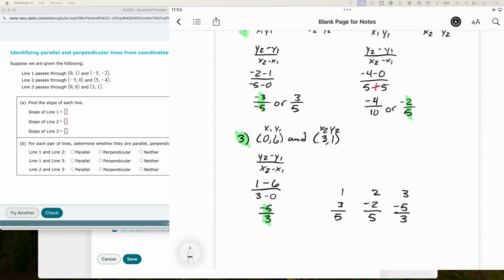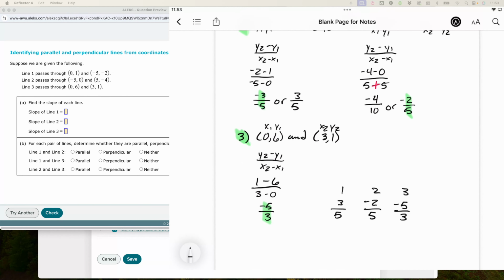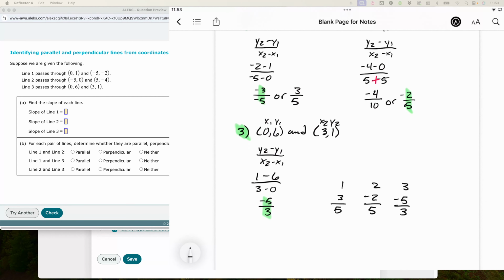What we've got to do is look at those three slopes and see if any of them are exactly the same. And the answer is no. So none of these are parallel. And so what we also need to look at is, are there any opposite reciprocals? Opposite means if it's positive, you switch it to negative, or vice versa, negative to positive. And is there a reciprocal? And I do see a couple.